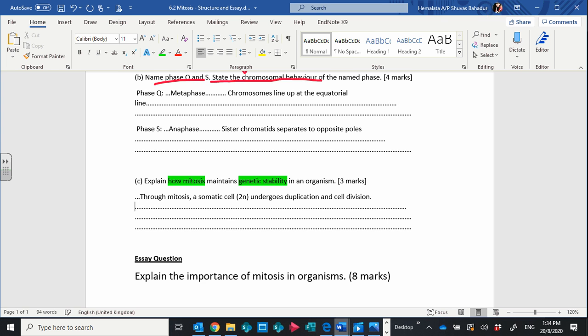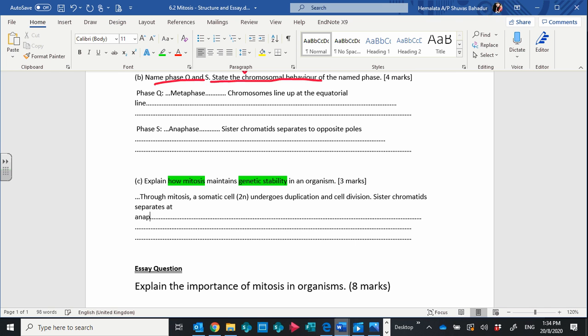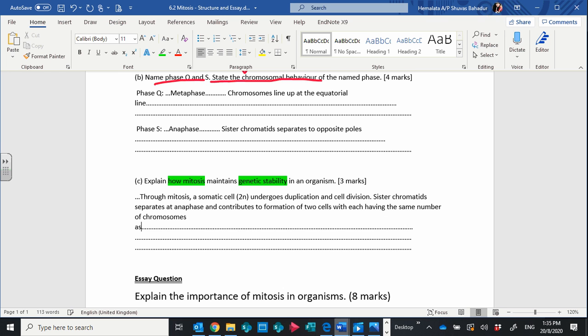Sister chromatids separate at anaphase and contribute to formation of two cells, each having the same number of chromosomes as the parents.